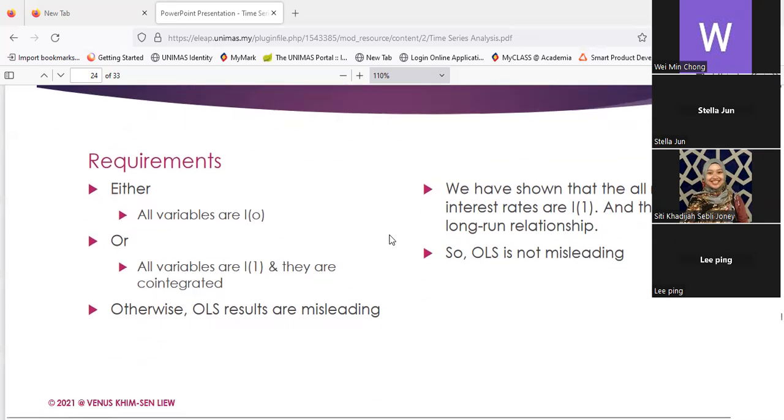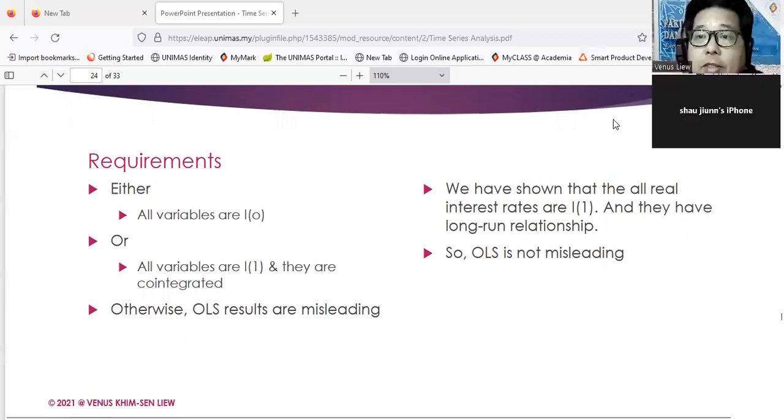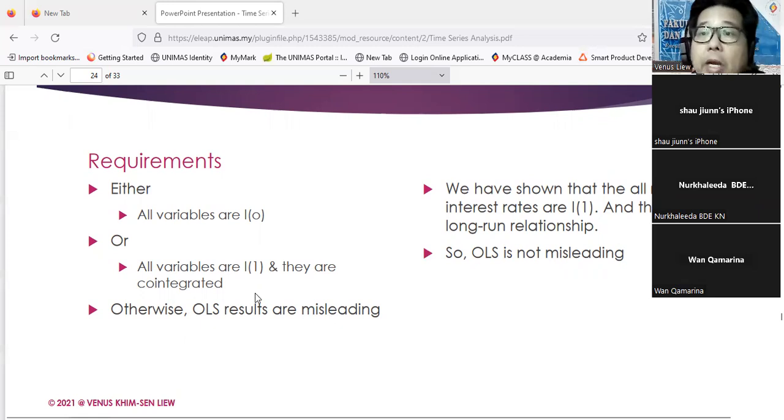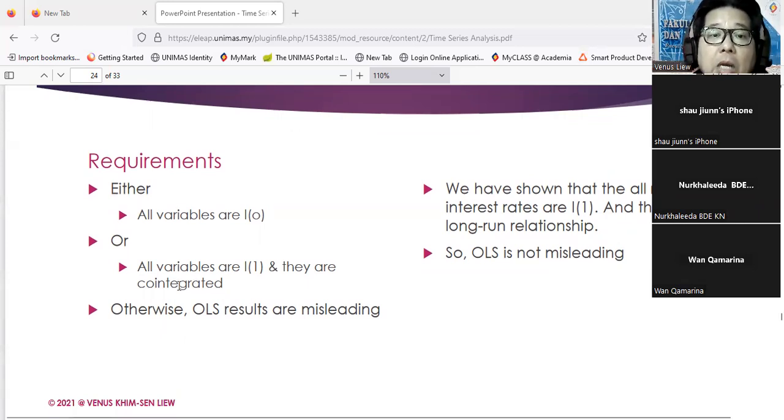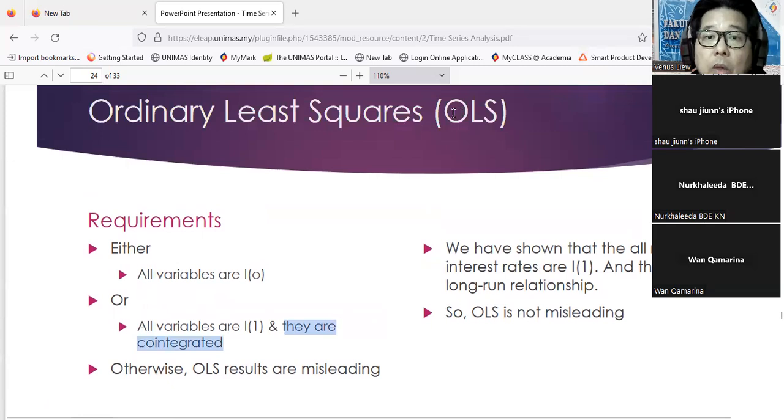If your variables are all I1, each of them stationary after taking the first difference, then what you need to do is co-integration, and you must find that they are co-integrated. So this is one requirement. Two requirements must be met. Then you can perform the OLS estimation.